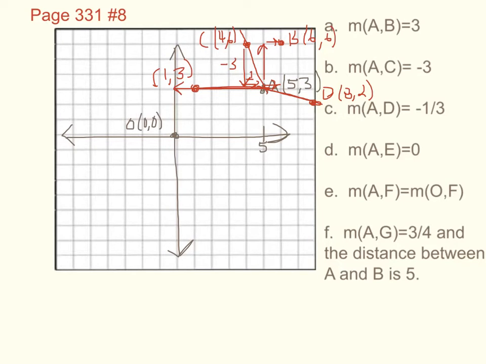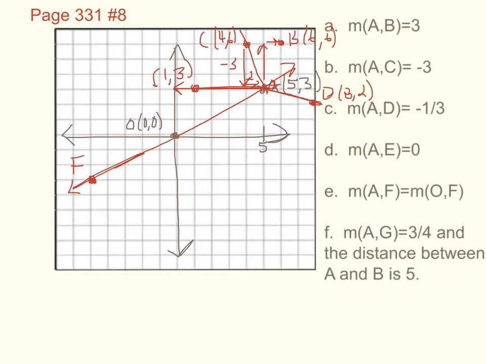For point F, we want to make sure that the slope between A and F is the same as the slope between O and F. So we could put that point maybe 3 down from the origin and 5 to the left. So we basically want it on a line with O and A.